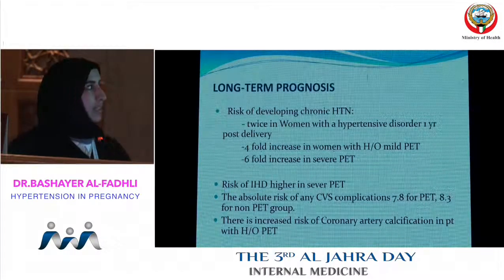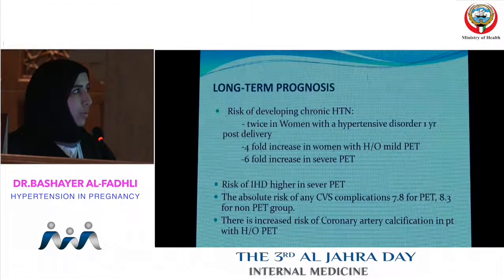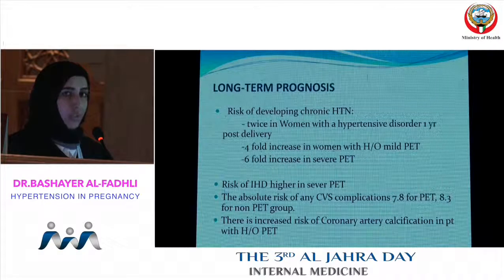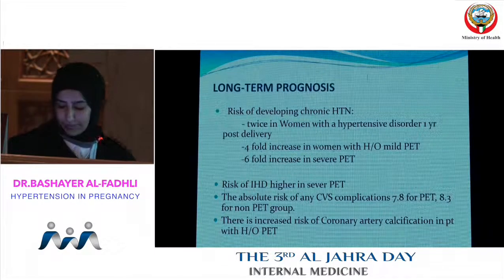Long-term prognosis. The risk of developing hypertension is twice in women with hypertensive disorder, at 1 year post-delivery. And the risk of developing chronic hypertension increases 4-fold in women with a history of mild preeclampsia. The risk increases 6-fold in women with severe preeclampsia. The risk of ischemic heart disease is higher in severe preeclampsia patients, and the absolute risk of any cardiovascular complication is higher than for the non-preeclampsia group. There is an increased risk of coronary artery calcification in patients with a history of preeclampsia.